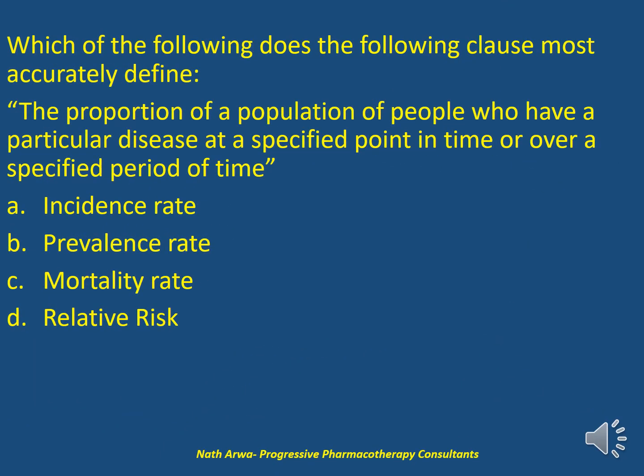In the next question, which of the following does the following clause most accurately define? So the clause is the proportion of a population of people who have a particular disease at a specified point in time or over a specific period. What does it define? Does it define incidence rate, prevalence rate, mortality rate, or relative risk? I'll give you a few seconds to decide.